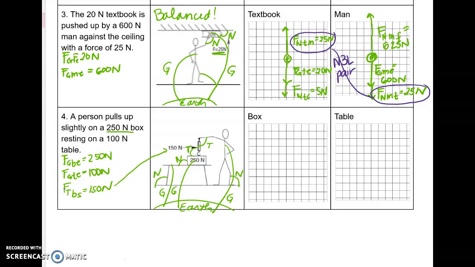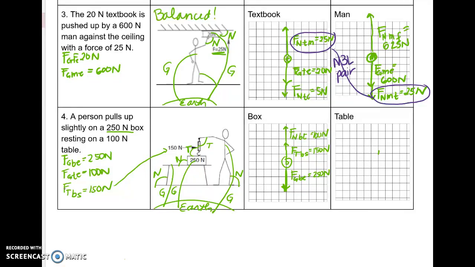Okay, so then we know that the box is interacting with the Earth. Force of gravity on the box by the Earth is happening at 250 newtons. We also know that the box is being pulled up by the spring scale, the tension force on the box by the spring scale, and it's happening at 150 newtons. And then we also know that this needs to be even, and so that means we're left with 100 newtons, so that would be a normal force on the box by the table happening at 100 newtons.